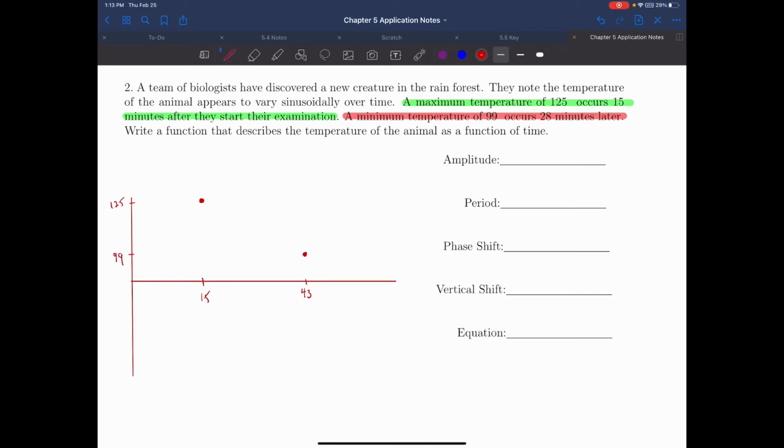So just like the last one, it gave us our peak and our dip. And so that represents half of our period. And like the last one, that's all we have. So we have to figure this out from here. So let's start with the period first. This, between your low point and your high point, this is half the period.